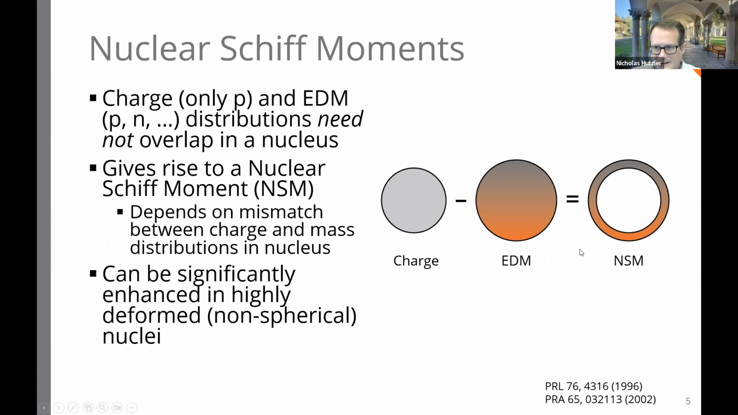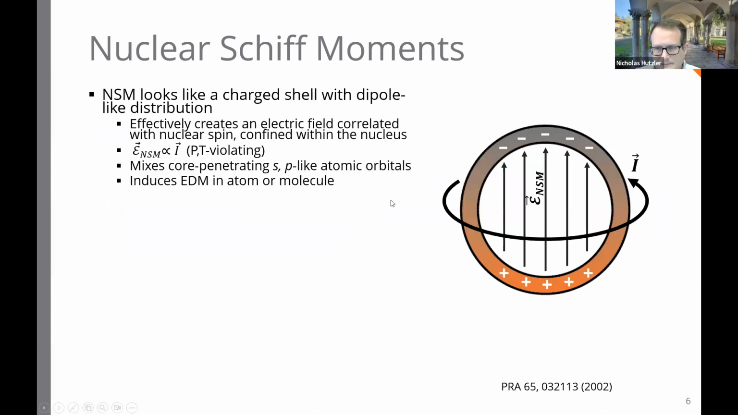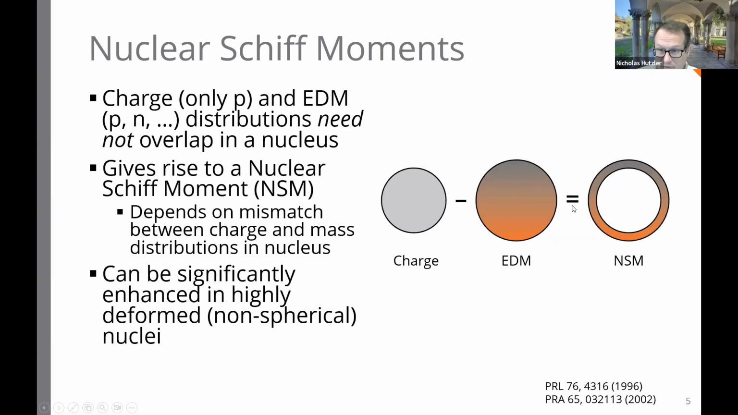And because it depends on the details of the nuclear shape, as I will discuss later, these can be significantly enhanced in non-spherical nuclei with very deformed shapes, so that these kind of mismatches can be very large. The nuclear shift moment looks like a charged shell with a dipole-like distribution. Again, this is from this kind of intuitive picture of it being a charge EDM difference.